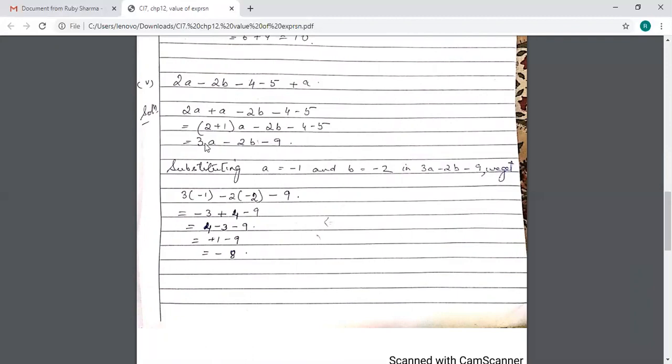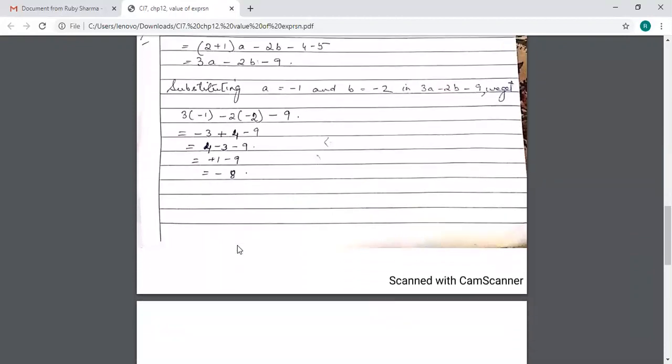Now you substitute. So whether you substitute or putting the value of a is equal to minus 1 and b is equal to minus 2 as it is given in the question. In which expression? 3a minus 2b minus 9. In the simplified expression, so we write 3 into minus 1. Then you have minus 2 into b is minus 2 minus 9. So you calculate this and you get the answer.